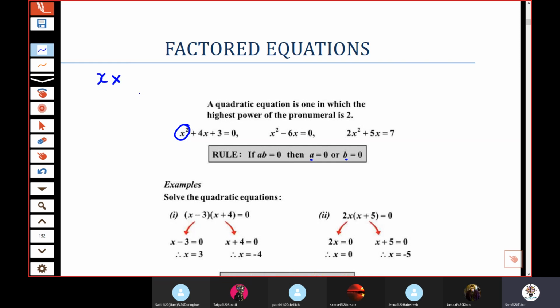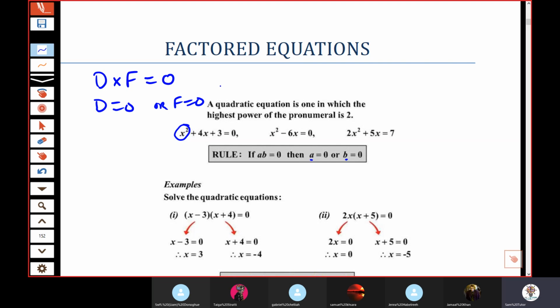If I told you x times, well, that's a really horrible one. Let's go d times f equals 0. Well, the only conclusion you would have is one of them has to be 0. So you would say d equals 0 or f equals 0. And that is the golden rule: everything must equal 0. You cannot solve unless it's equal to 0.